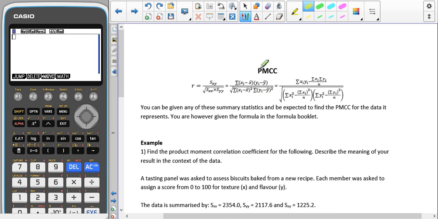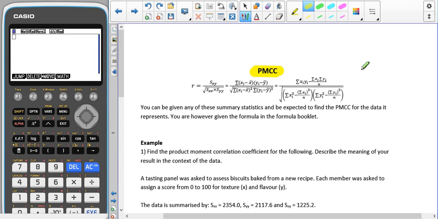Carrying on with our look at using the summary statistics, we are now going to have a look at the summary statistics used to calculate PMCC. Now these can be found on page 5 and page 3 in the formula booklet, and it is given like this in one straight line. Now they could give us any part of these summary statistics, and all we have to do is put them in the correct place and put them into our calculator.